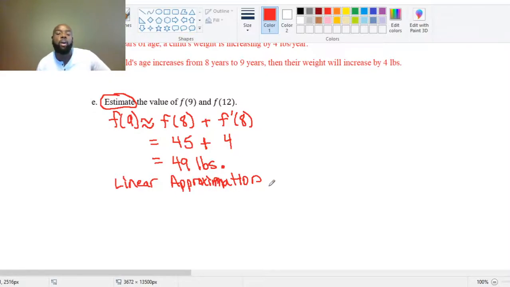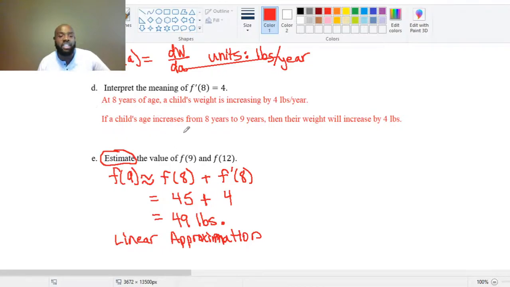It's called a linear approximation. The reason for that is because it's using this interpretation from the slope of your tangent line for your derivative at a point. All right.